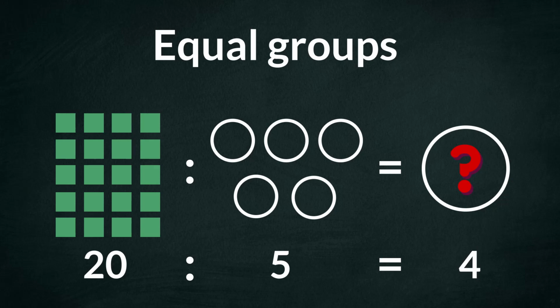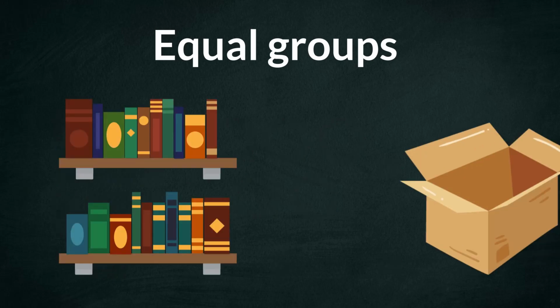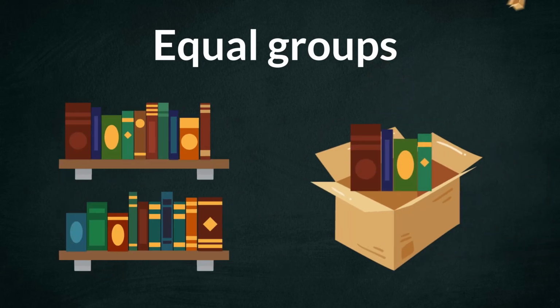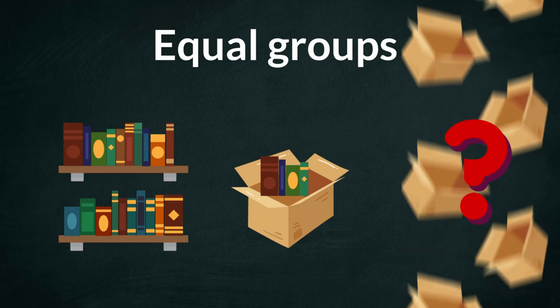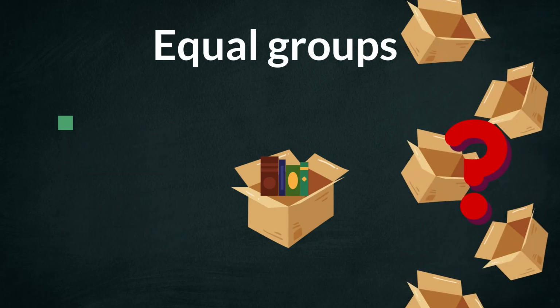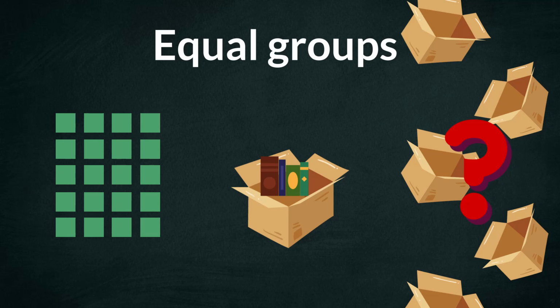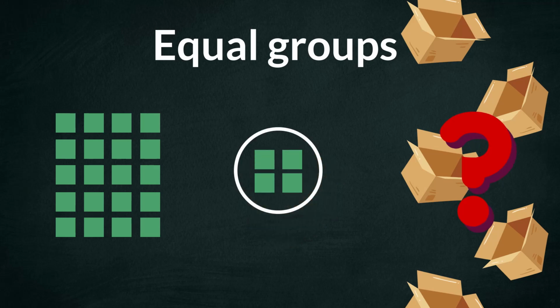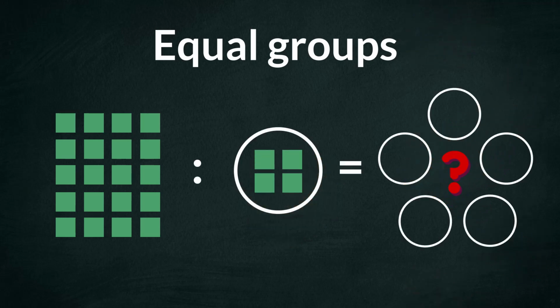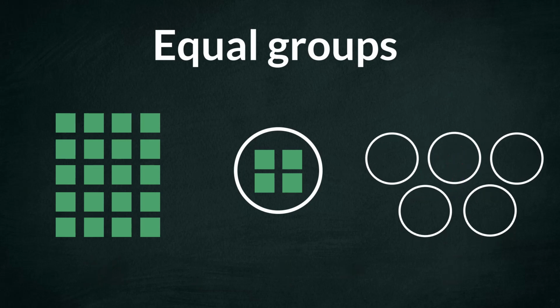But sometimes the problem might be phrased a little differently. You still have the same number of books, 20, but you need to put 4 books in a box. How many boxes do you need to pack all of the books? In this case, we're given the total value and the value in one group. To find the number of groups, we use division: take the total value, and divide by the value in one group. 20 divided by 4 equals 5. Now you know how a division problem can be explained in different ways.